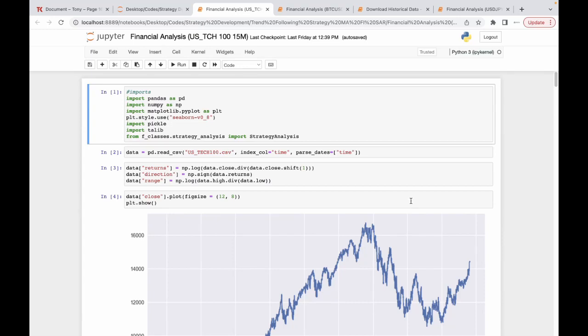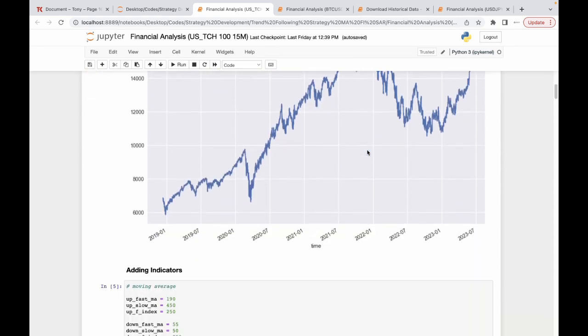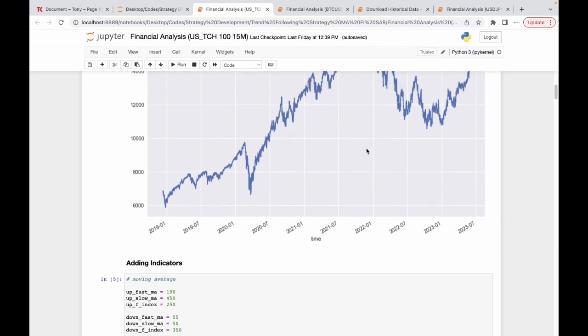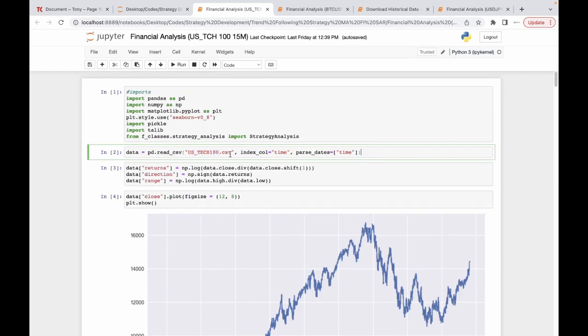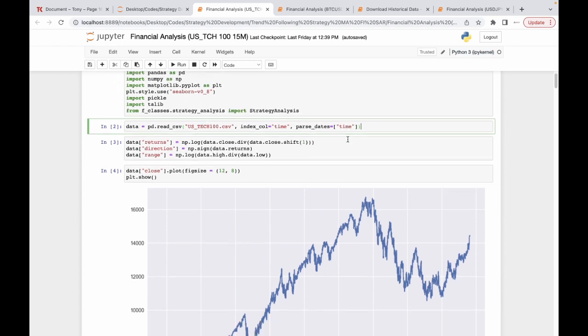So let's look at other pairs here. This is the US Tech 100. Now the code is exactly the same, so I'm not going to be walking you through everything. The only difference here is the symbol and also the indicators. Now obviously you can see here the close price of US Tech 100.